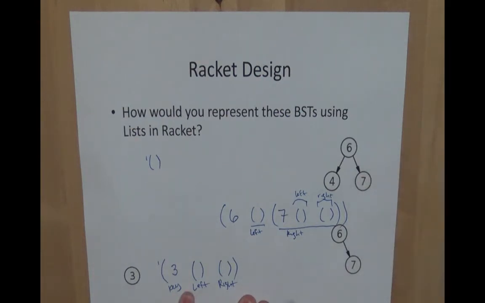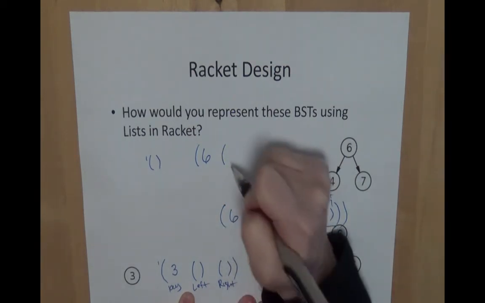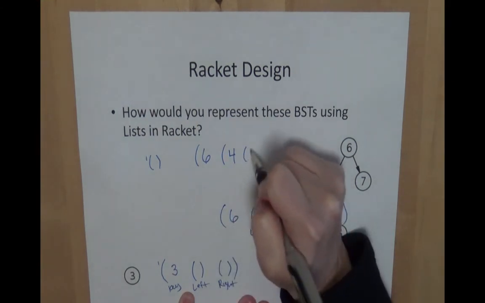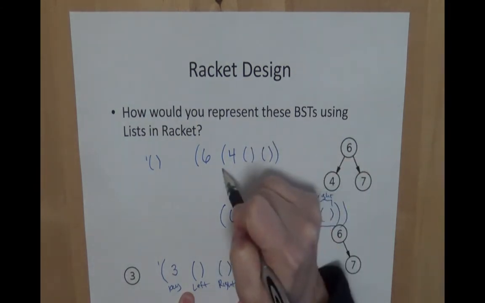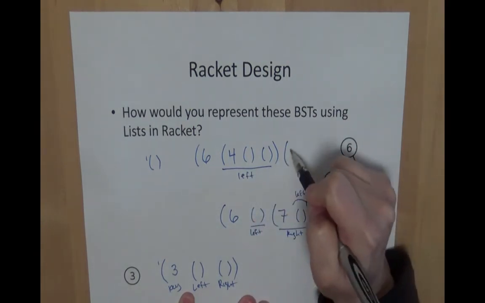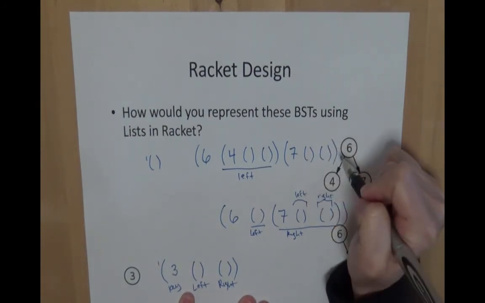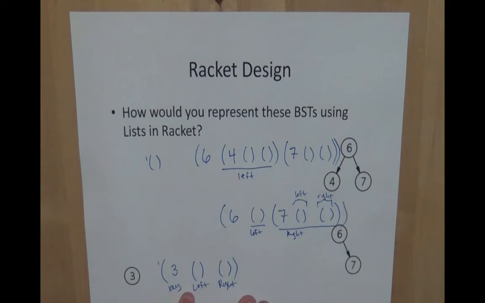Okay, let's do the last one. So I've got 6 as the key. The left subtree is a tree that has 4 as the key and an empty left and right. Okay, so that was the left of the 6. And then the right subtree was a tree that had 7 as the key and then an empty left and right. And in general, we're representing dictionaries when we're using binary search trees, so representing a mapping between a key and a value. But here in our Racket design, we're only going to keep track of a key.